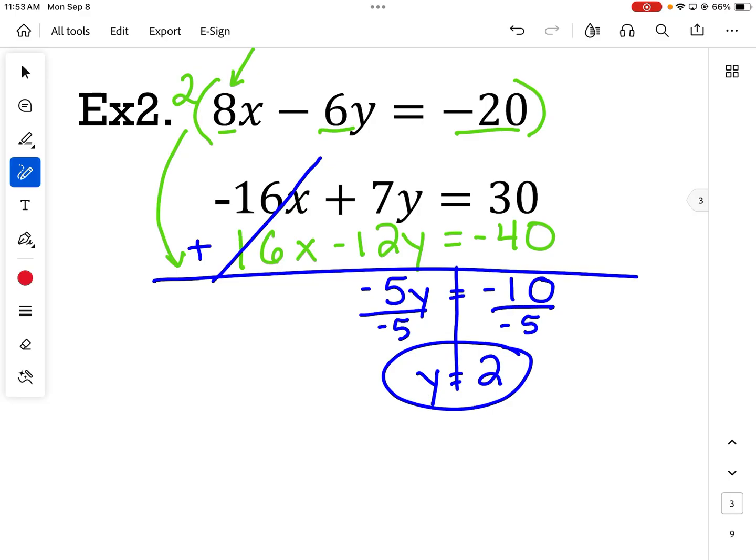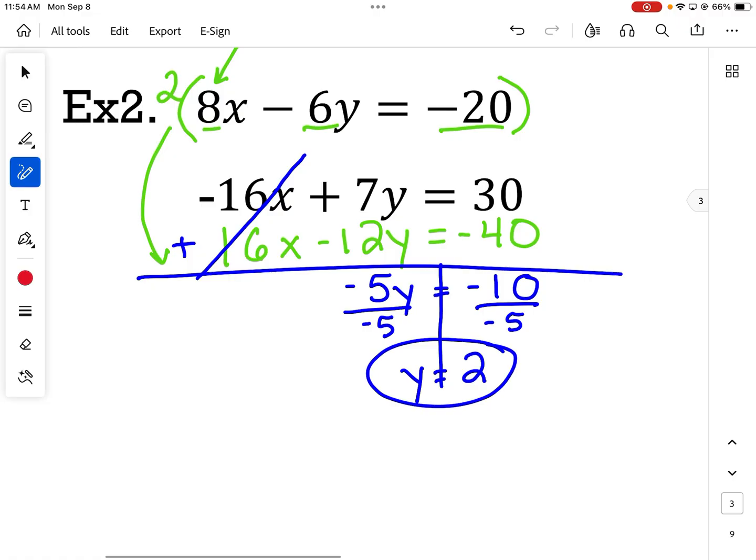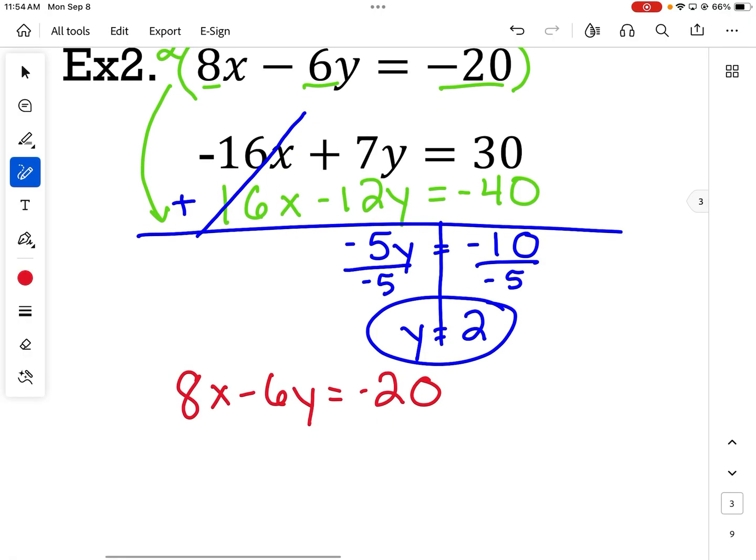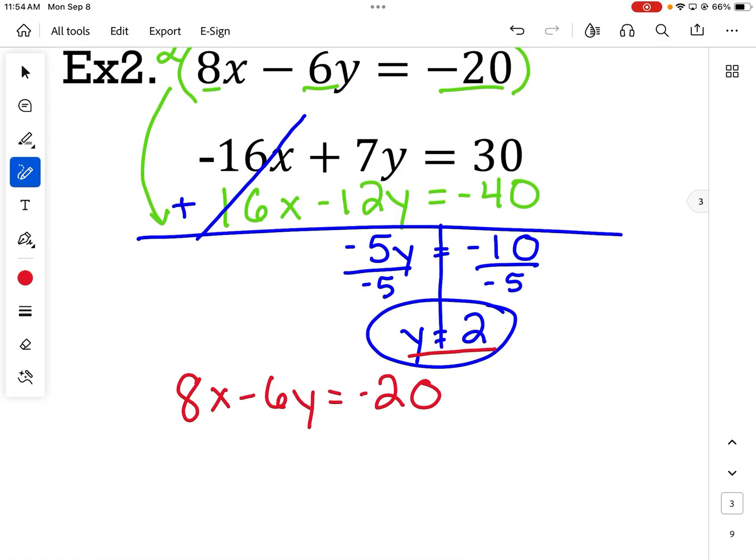So 8x minus 6y equals negative 20. Those are smaller numbers than the second equation. The second equation has negative 16. I don't want to do that one. So I'm going to plug it into the 8x minus 6y equals negative 20. So I'm going to plug in the y equals 2.